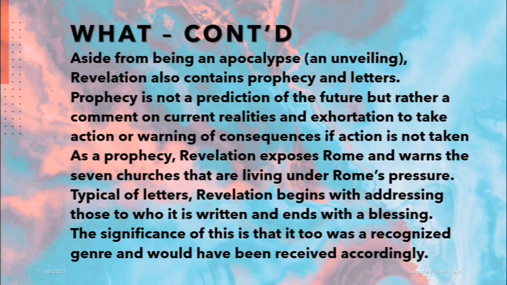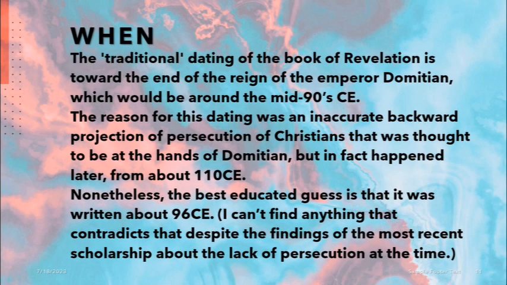When did all this happen? Well, the traditional dating of the book of Revelation is toward the end of the reign of Emperor Domitian, which would be around the mid-90s of the Common Era, so towards the end of the first century. The reason for this dating was originally an inaccurate backward projection of persecution of Christians that was thought to be at the hands of Domitian, but in fact happened later, from about 110 in the Common Era, so just the early years of the 2nd century. Nonetheless, the best educated guess is that Revelation was written about 96 in the Common Era.